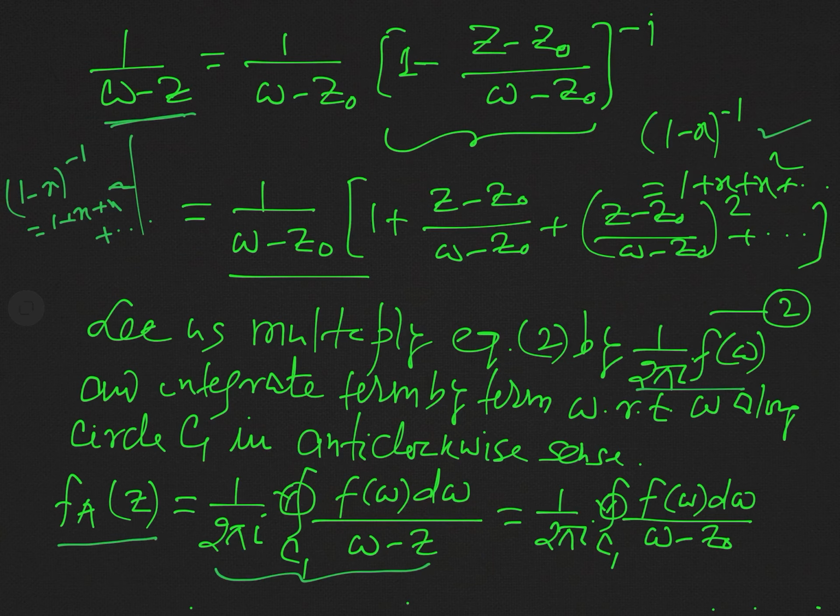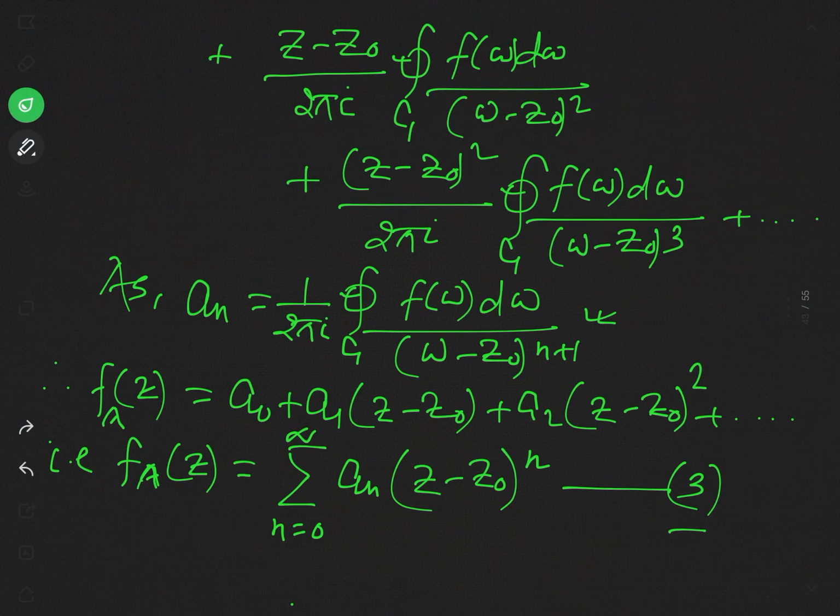And so this will be equal to, now in RHS each term will be integrated with respect to w after multiplication by 1 over 2 pi I f of w. You can see the first term is what? The first term is 1 over W minus Z0. So this will be 1 over 2 pi I f of w dw by w minus z0. And the second term is what? This is in fact Z minus Z0 divided by W minus Z0 whole square.